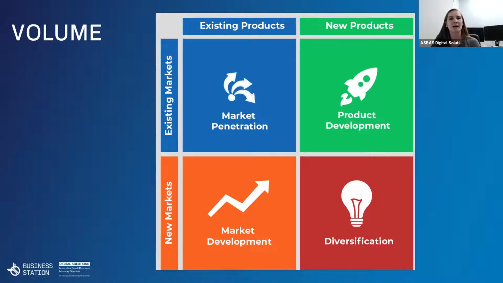The next area of profit enhancement is product development. That's what you see there in green. So that's where you're developing new products for existing markets.